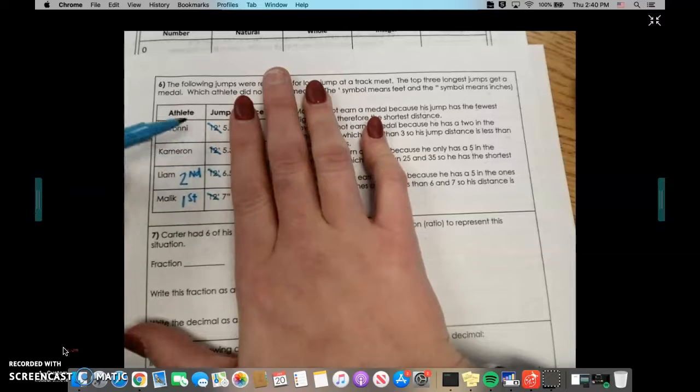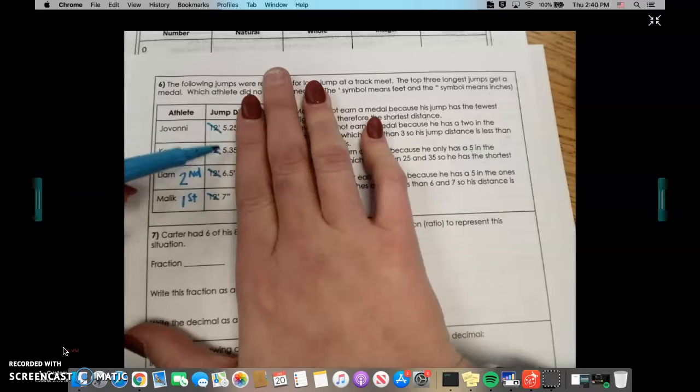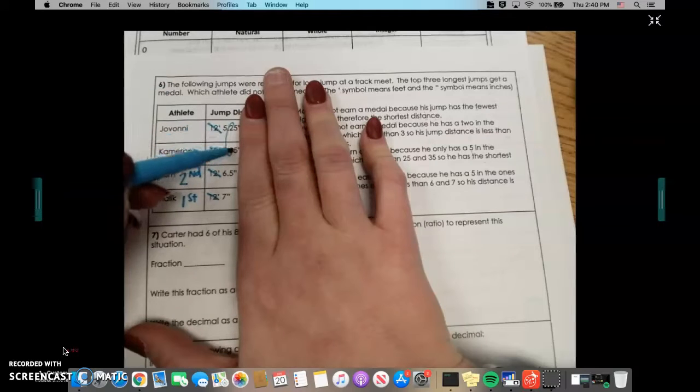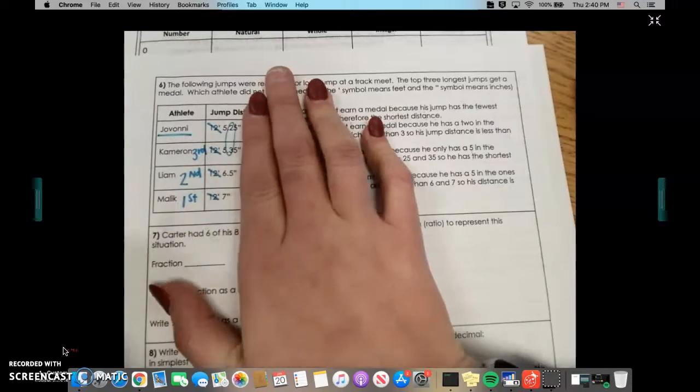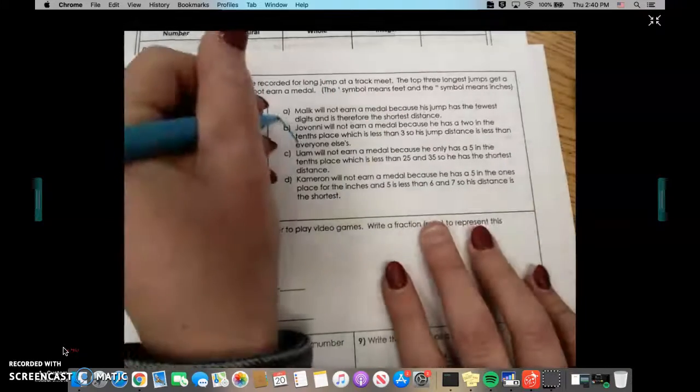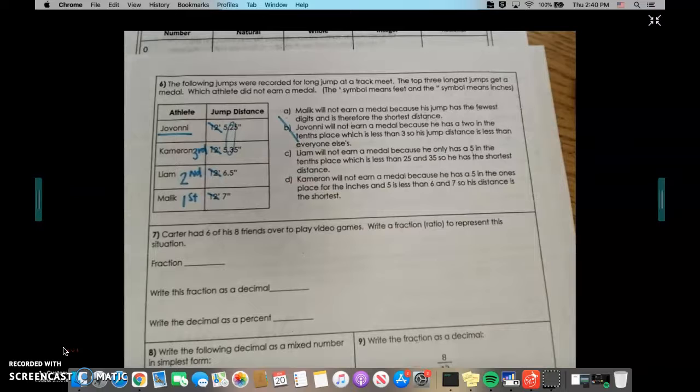Now looking at Cameron and Giovanni, they both got 5 inches. So I need to look at the tenths place now. And 3 would be bigger than 2, so Cameron would take third place, which would leave the athlete Giovanni not earning a medal. So you need to choose letter B.